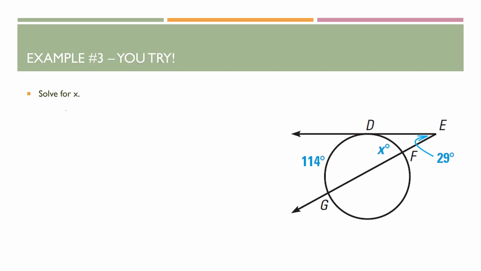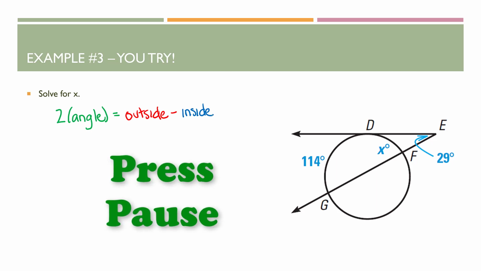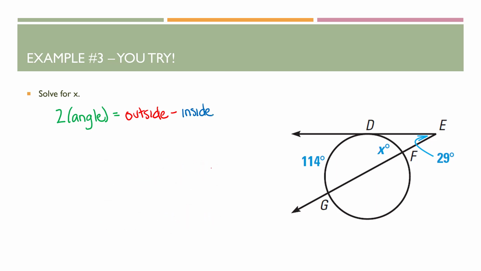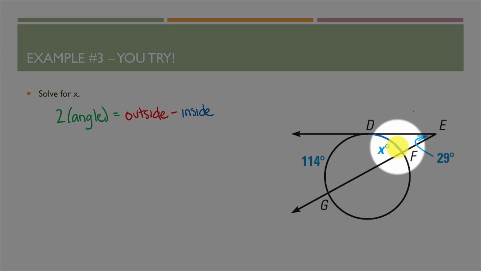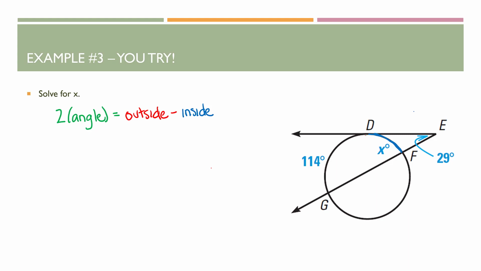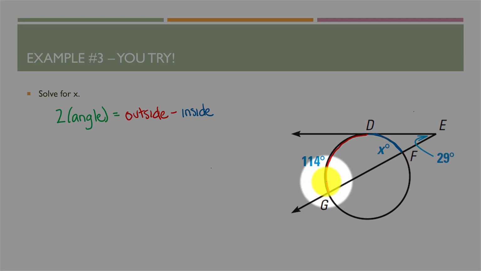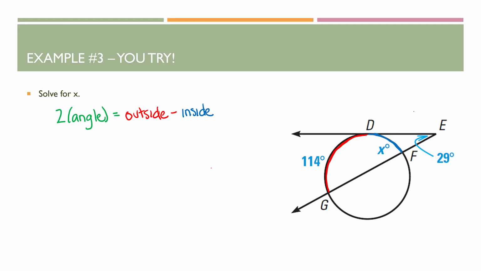Okay, it's your turn to try. So remember the formula. 2 times the angle equals outside minus inside. All right, hit pause, solve for x. All right, first thing you need to do is identify your arcs. So here's my inside arc, the one that's closer to the angle. And here's my outside arc, the one farthest from the angle.